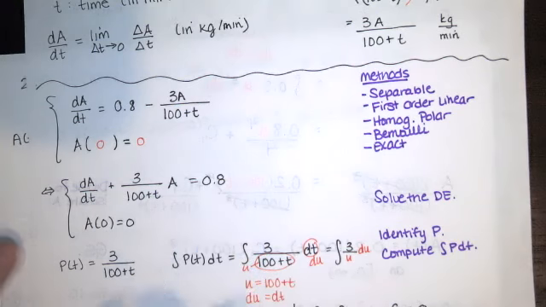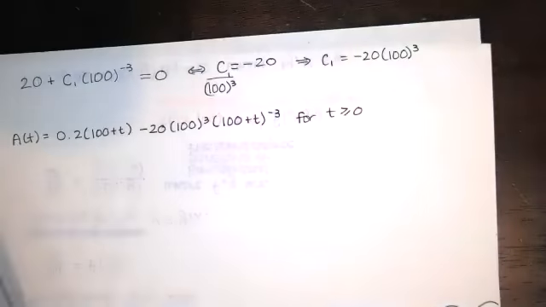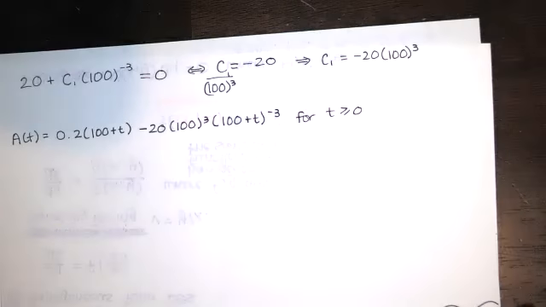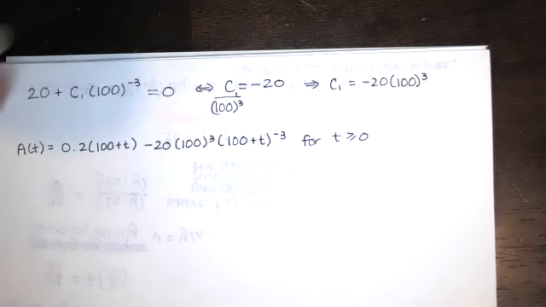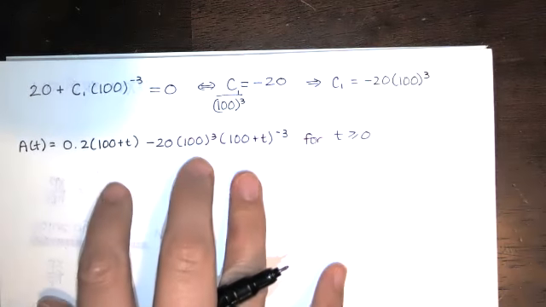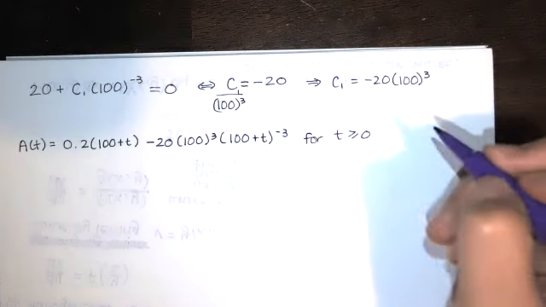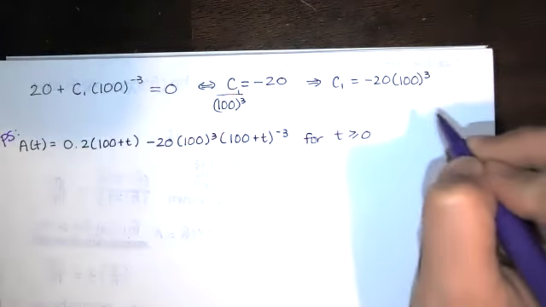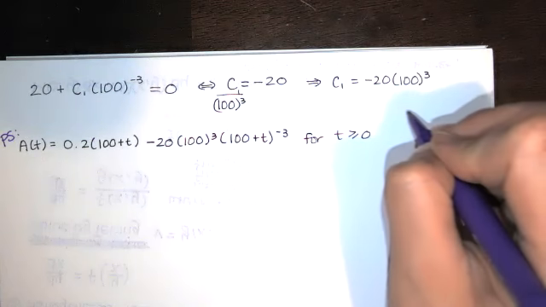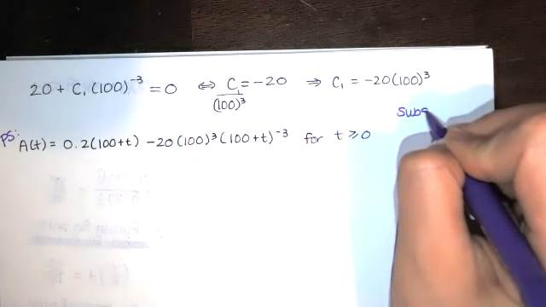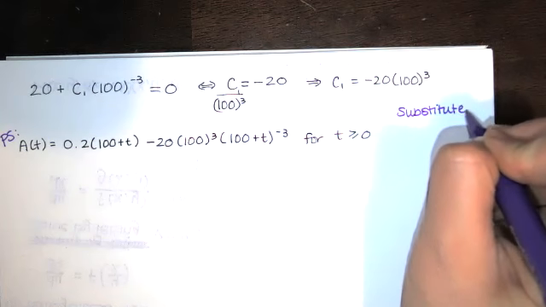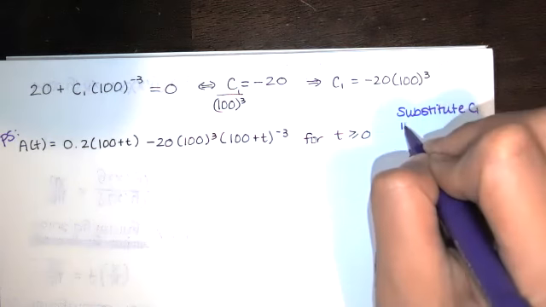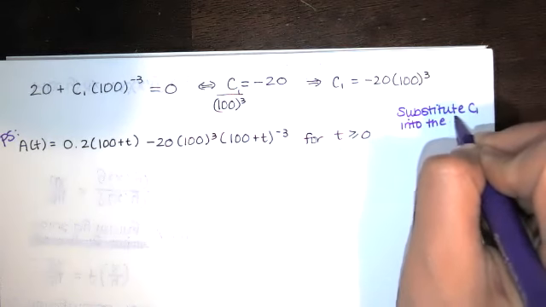We said that's a first order linear equation. We used an integrating factor to solve it. And we did all the work and we solved it. Eventually we not only solved it, but we used the initial condition to find the solution. So this is the particular solution. This is the answer to the first question. And to get it, we substitute C sub 1 into the general solution.